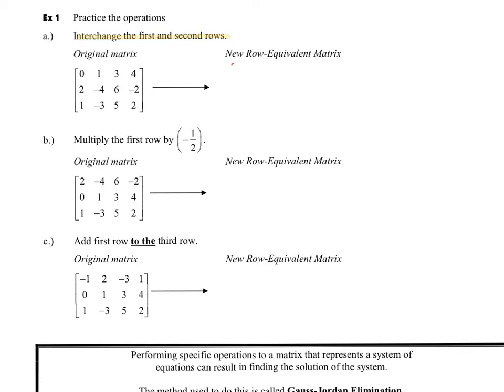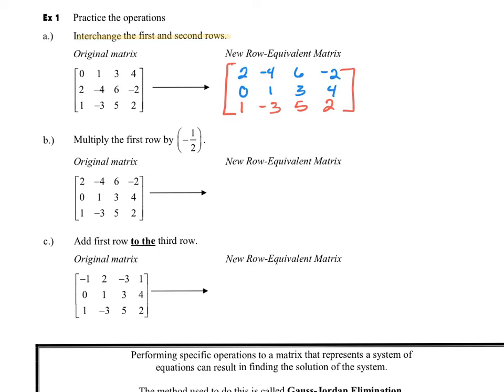I'm going to talk about this a lot in the next video, and let's go ahead and always write the part that we know is going to stay the same. Something will typically stay the same, especially early on in this learning process. So we're going to interchange the first and second row. That means my first row is now going to become 2, -4, 6, and -2. And the second row is going to now become 0, 1, 3, and 4. So that's the idea of interchanging two rows.